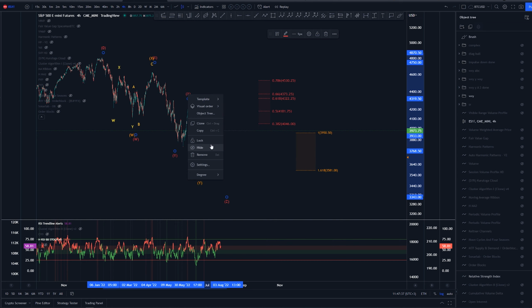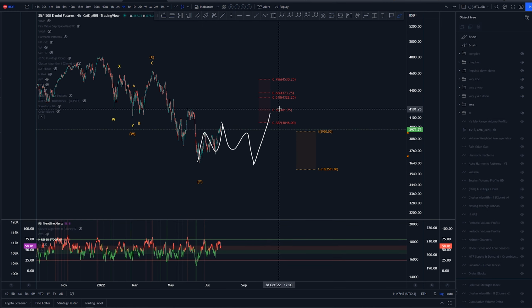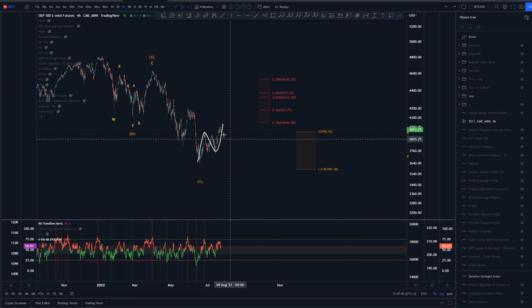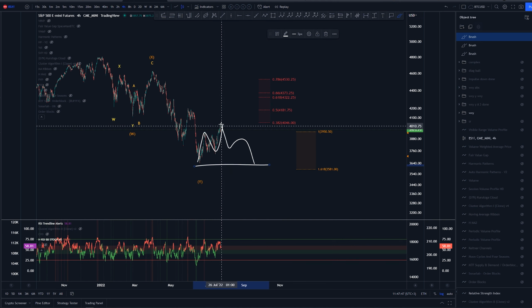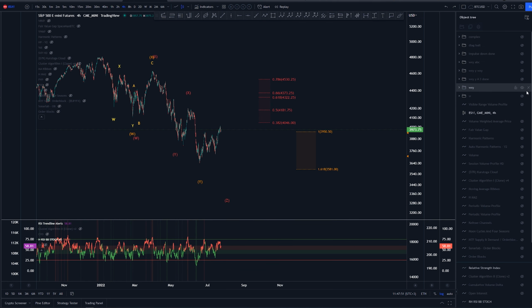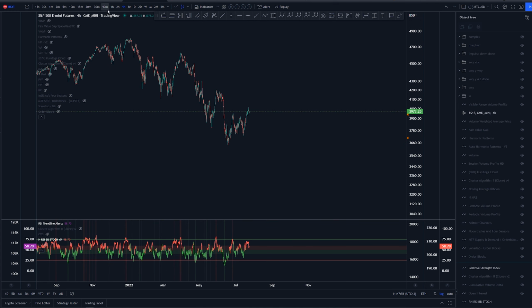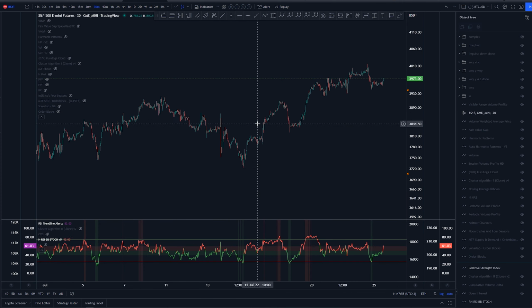Let me hide this for now. Then another 3-wave move and then a 5-wave move to cover back up into these ranges. Could be definitely getting higher, and of course, depending on how low we get here, either this is going to be a flat or WXY to the higher side or upside. But yeah, those are the higher time frame ideas that I'm currently running with.